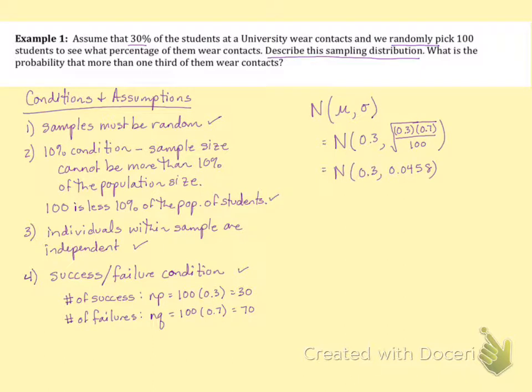And then finally, the question says, what is the probability that more than 1/3 of them wear contacts? So it's asking what's the probability that our sample proportion is more than 1/3. And 1/3 is basically 33%. So here's what we have. We have our sampling distribution here. Excuse my curve. And we know that the mean of this is 0.3. We're trying to figure out that if we have a proportion of 0.33, what is the probability of getting this or something greater?